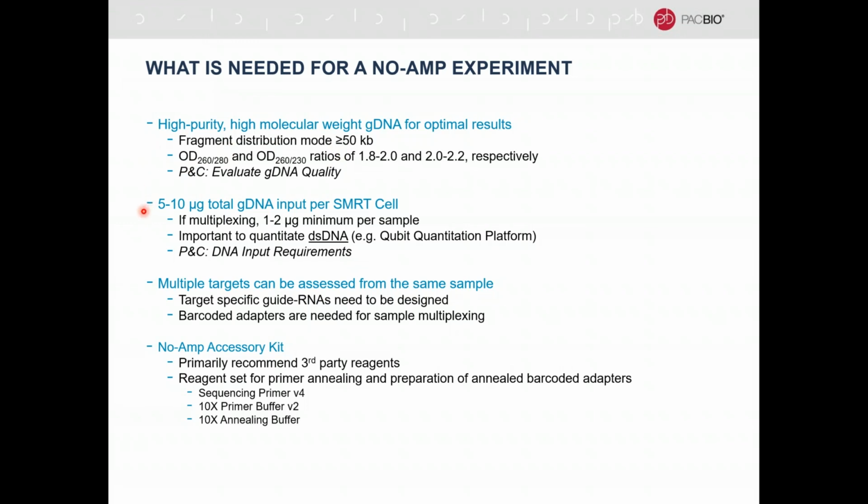So our target is 5 to 10 micrograms per cell, and as Jenny's shown nicely, you can multiplex different targets or different samples. So what that means is we can routinely and robustly get the 50 to 100 CCS reads per target per sample with only 1 to 2 micrograms of genomic DNA.